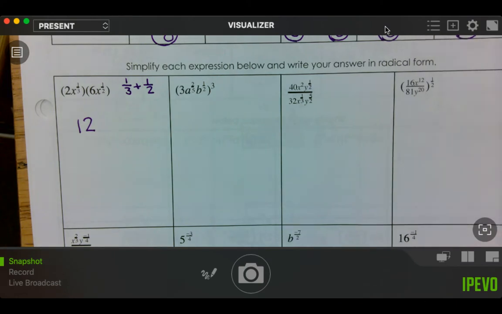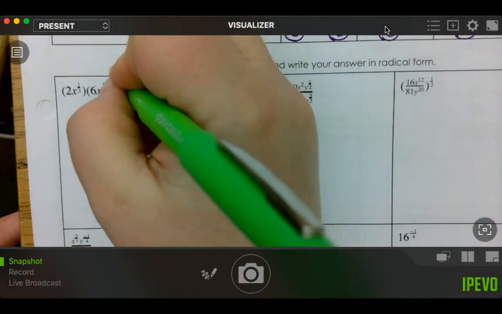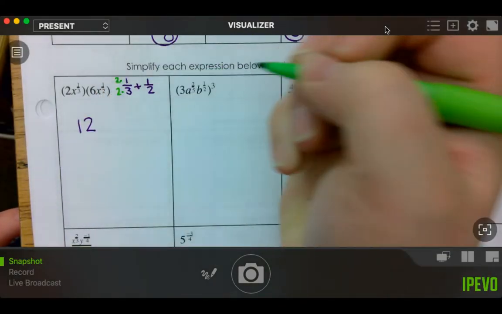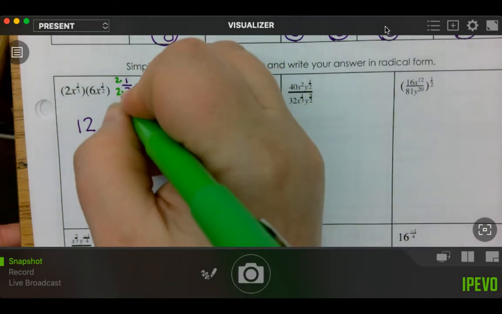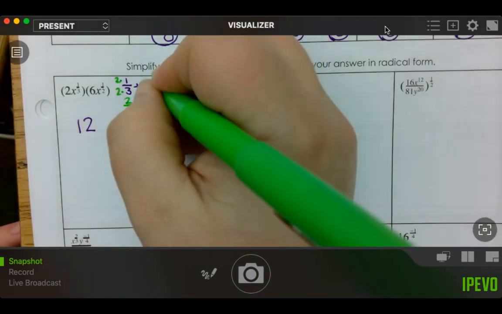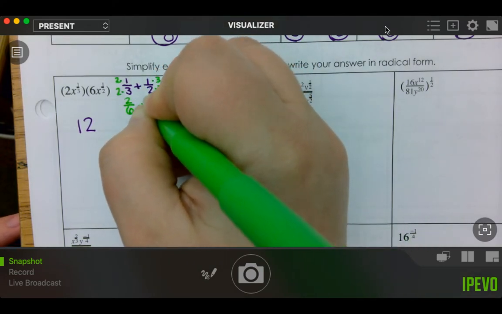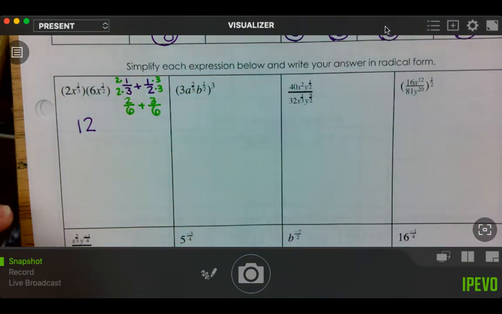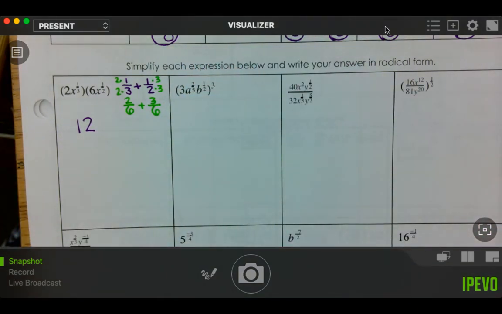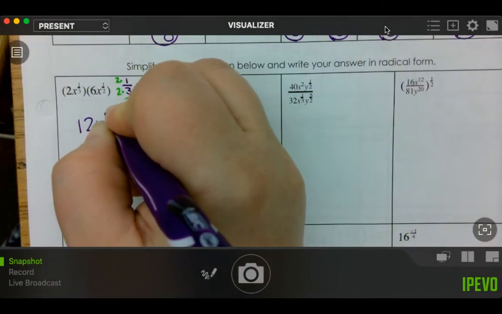Now, in order to add fractions, you have to have a common denominator. 2 and 3 both happen to go into 6. So I'm going to make them both into sixths by multiplying by the same number on top and bottom. So 1/3 is the same thing as 2/6, and 1/2 is the same thing as 3/6. So now they're both in sixths. 2/6 plus 3/6 is 5/6.